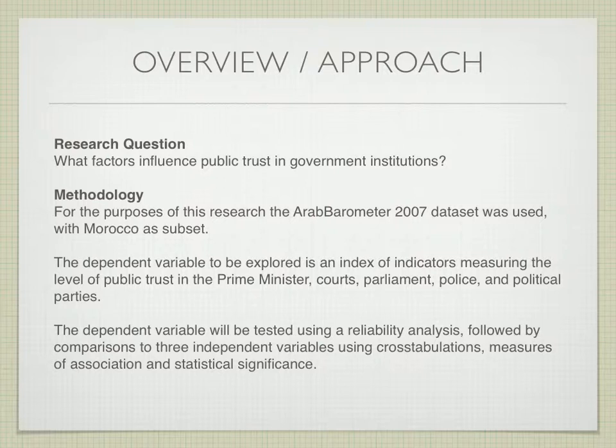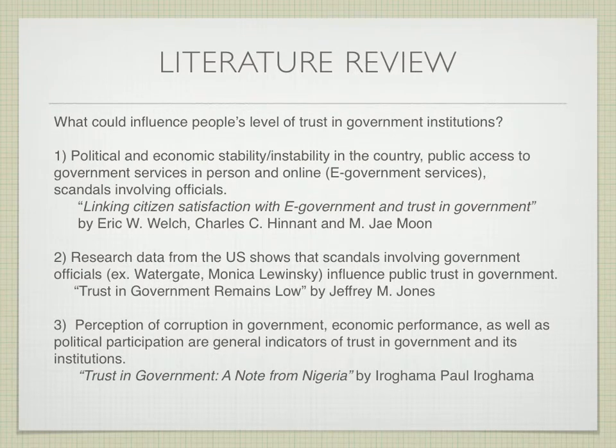The dependent variable will be tested using a reliability analysis, followed by comparisons to three independent variables using cross-tabulations, measures of association, and statistical significance. Results of literature review suggest that political and economic conditions in the country, public access to the government services in person and online, scandals involving officials, corruption, and political participation influence the level of trust in government institutions.